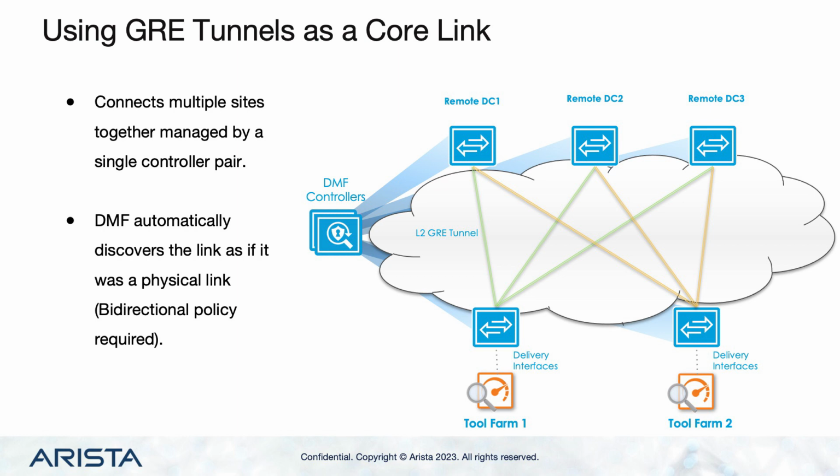When the GRE tunnel is first formed between the 2 switches, one thing we need to ensure is that we've configured the GRE tunnel as a bidirectional tunnel. This is so LLDP can be used to auto-discover the link within the fabric, so DMF will recognize that this is a core link. Be aware that if the tunnel goes down for any reason, DMF treats the link failure as if it was a physical link failure.